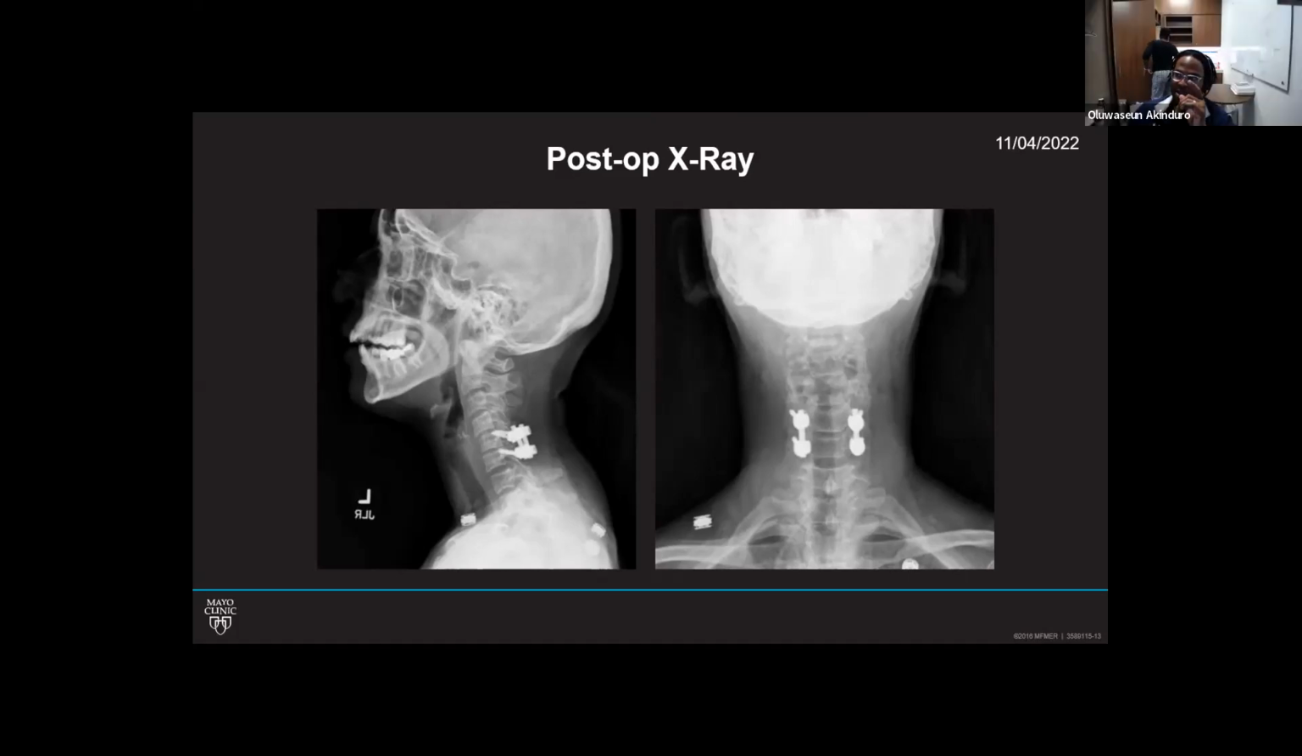Oh, I see what you're saying. The screws being there, and that's why we didn't put the screws in beforehand.